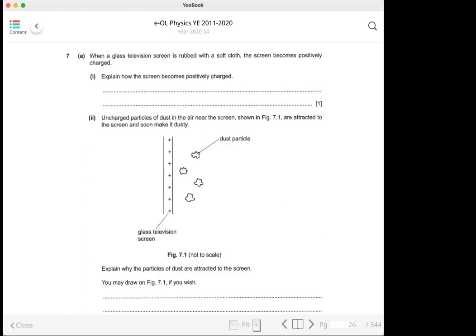Okay, all of you do question part 1. You shouldn't take more than 1 minute to do a 1 mark question. You shouldn't take more than 1 minute to do question 7 part 1. How does a screen become positively charged? Okay, Yu, well done. 1 mark.